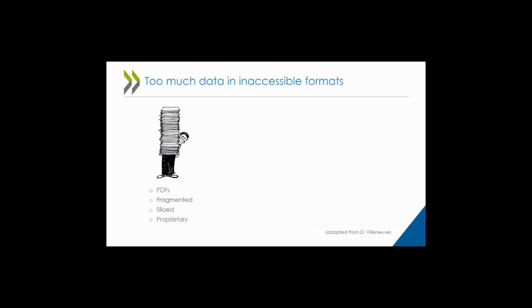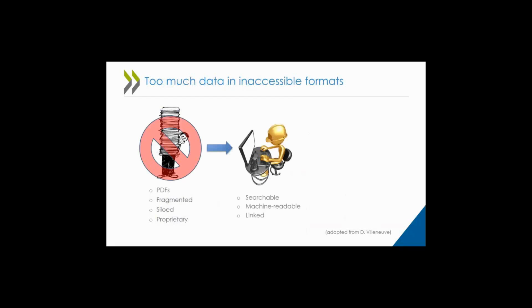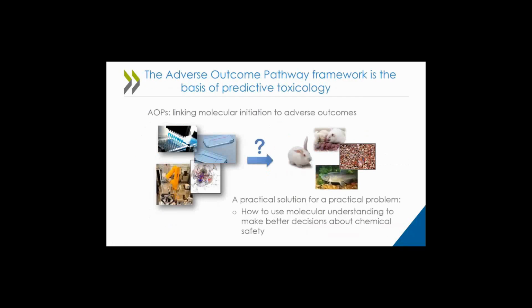it's fragmented, siloed, and with a good portion of it considered proprietary, to here, where the data is accessible by searching, it's machine readable and linked together in a comprehensive way. If we did this, it would facilitate collaboration, it would avoid duplication of research and testing, it would help us guide test strategy design, it would support model building, and it would also help us guide and focus future research. This is a problem that AOPs are designed to help solve.